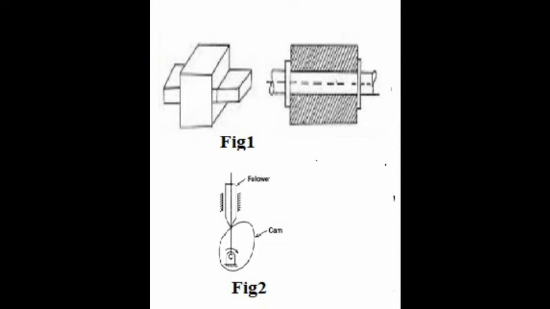You can see an unclosed pair in figure number 2, and it's a cam and follower arrangement, and these are held together by gravity only. So as per definition, in an unclosed pair, the elements are not held together by some mechanical force, they are held together by spring or gravity.